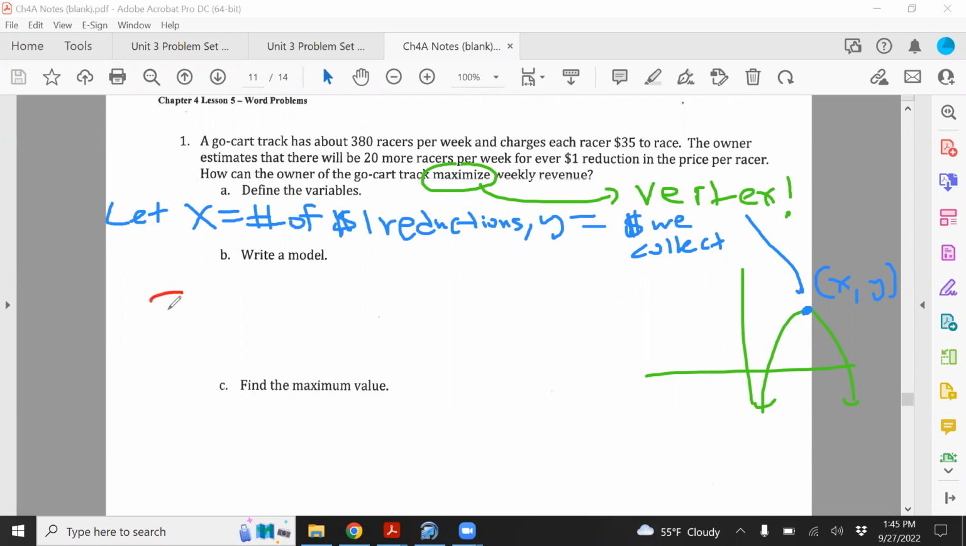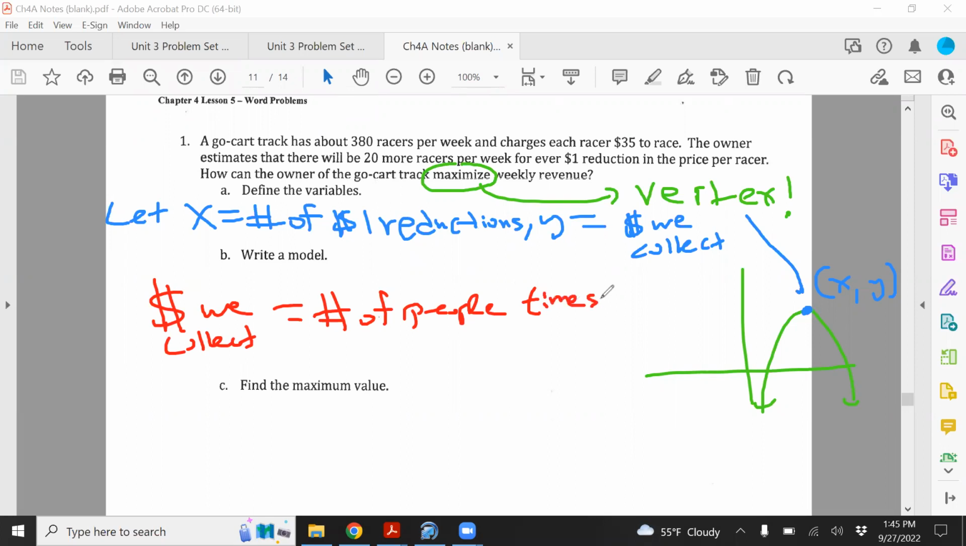The money we collect will equal the number of people times the price per person.